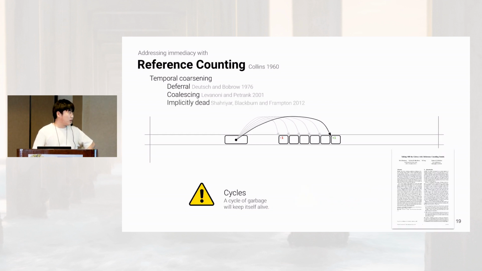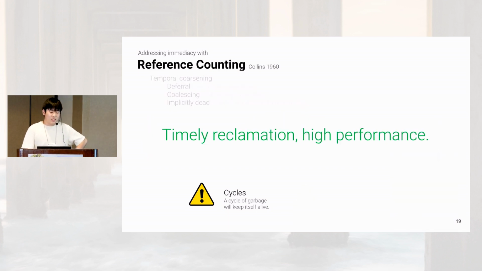We also applied the implicitly dead optimization in 2012. So with these three, as well as other minor optimizations, we are now able to completely remove the mutator overhead problem, leaving cyclic garbage as the only problem left. With RC and its timely reclamation, this will bring us high performance.